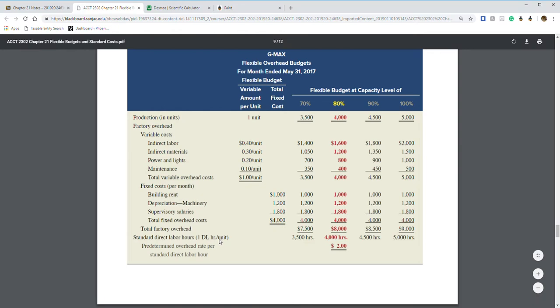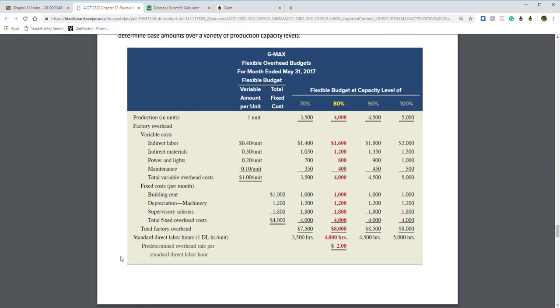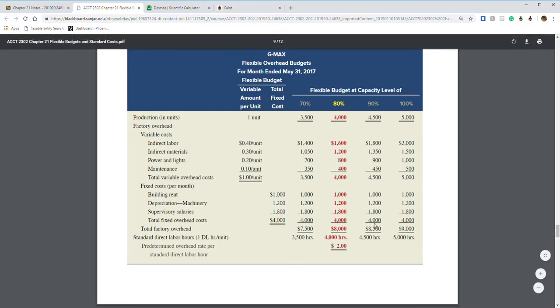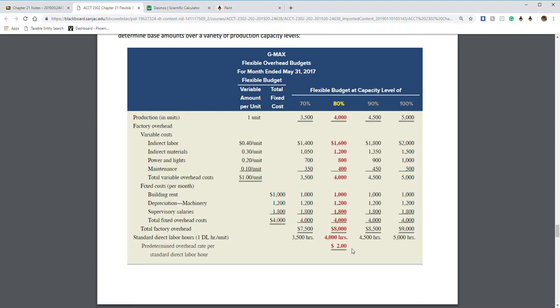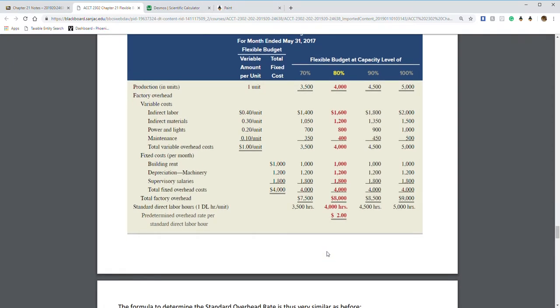Now, these are the two things that we throw in. One, we're going to stay with direct labor hours. It's a little bit easier, and it is 1 direct labor hour per unit. So, 1 times each of these comes out to our hours. All we need to do is take these hours and divide it into our total factory overhead. For our example, we're using 80% capacity. So 8,000 divided by 4,000 is $2. That's our standard overhead rate, our predetermined overhead rate.